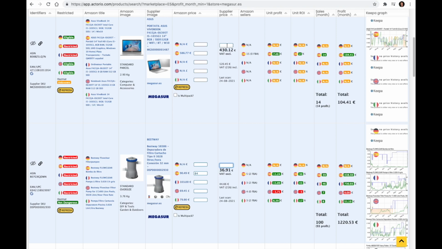Same goes for the supplier price. Could be that I have a special discount from the supplier and the correct price is actually not 36 but say 32. And again, all the prices get reflected accordingly.